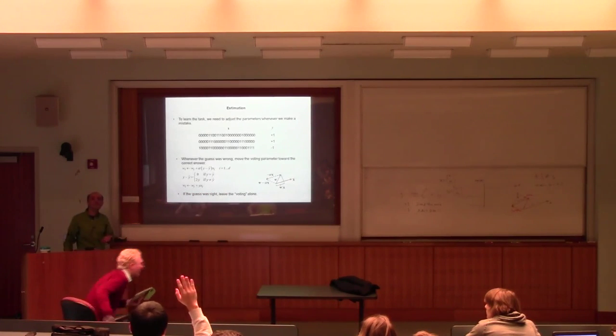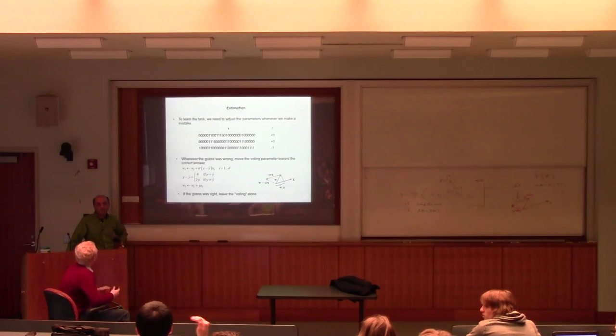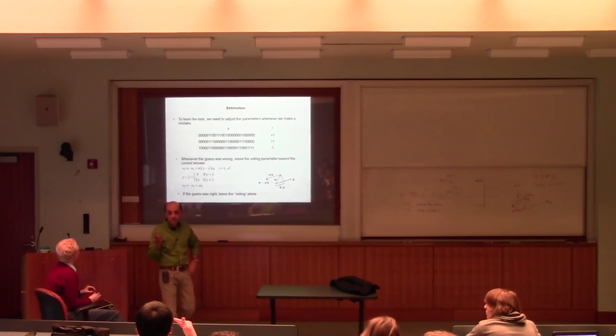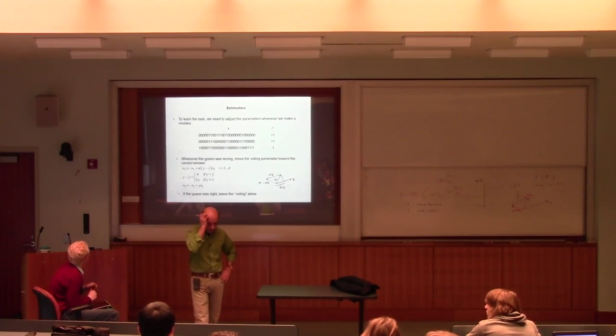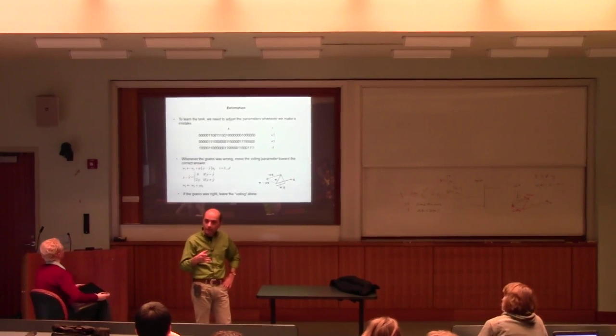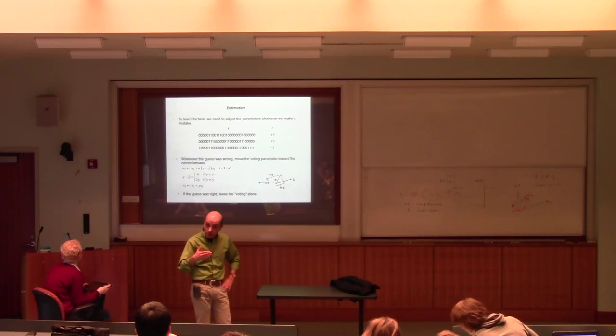Yeah? If alpha is very small, could it be possible that negative alpha X makes a W that doesn't change the sign enough? Yeah, that's right. It may not change the feature at all. That's correct. So depending on your alpha, you may need many iterations. You're going to get better, but you may not get it correct on the next trial.